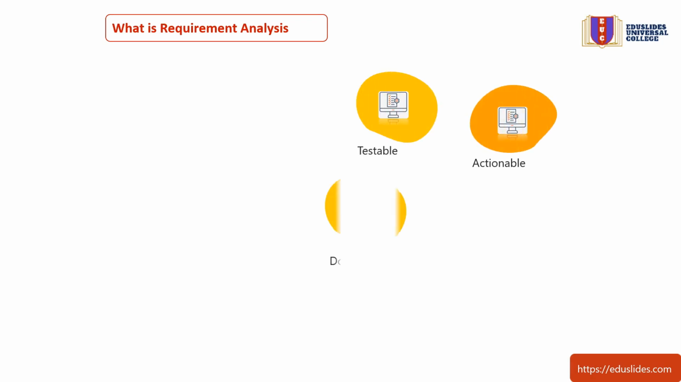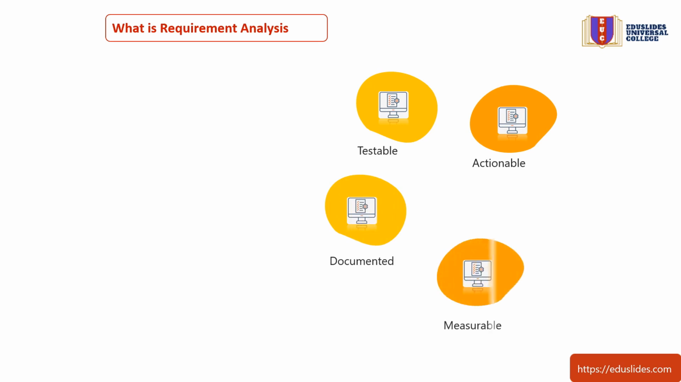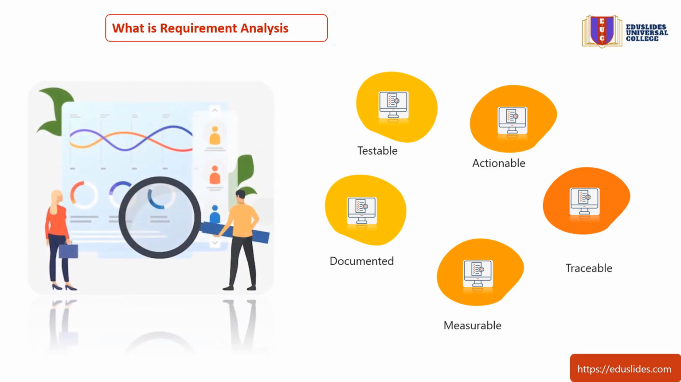For a project to be successful, its requirements must be testable, actionable, documented, measurable, and traceable. Requirements analysis involves various stakeholders, such as project sponsors, throughout the project as well as end users whose inputs are most important. The best results typically occur when all parties work together to develop a high-quality requirements document.